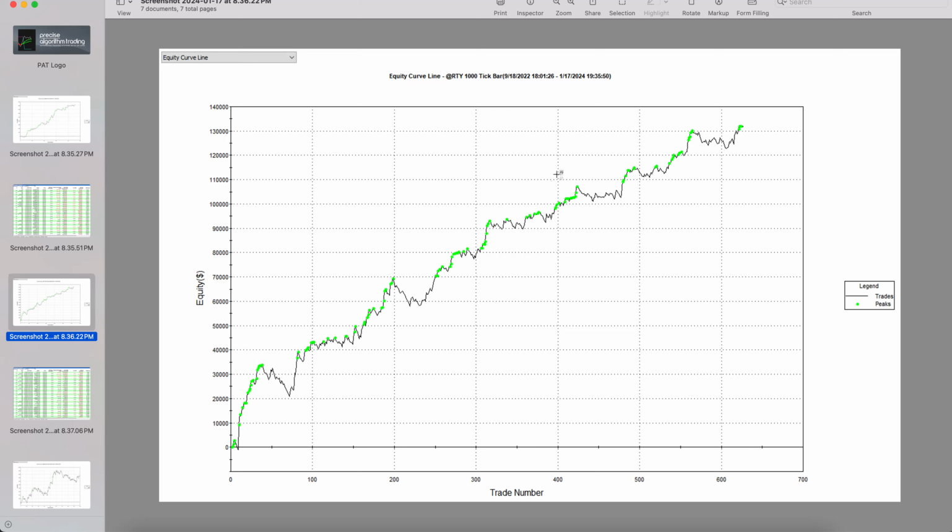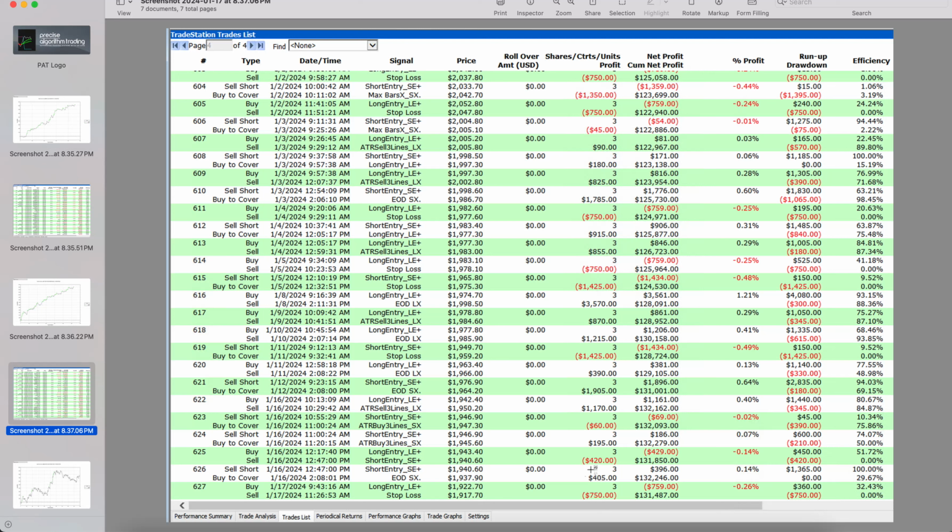This is the Russell. I'm sorry, this is 9 of 22 until today. So that's more than a year's worth of data, and we're only going to look at the tail end over here. It just had one trade today, down 750 bucks.